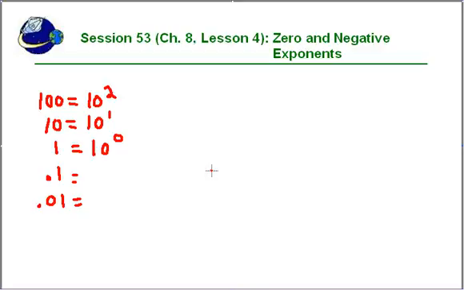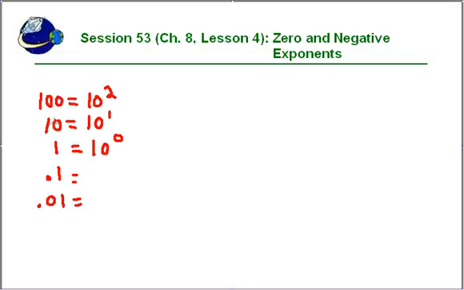Now we're going to take a look a little bit more specifically at using 0 as an exponent, as well as introducing what negative exponents are. Once again, let's start with the pattern over here on the left. We're starting with our positive exponents, and I'm starting with the number 100. 100 is the same thing as 10 squared, 10 to the second power.